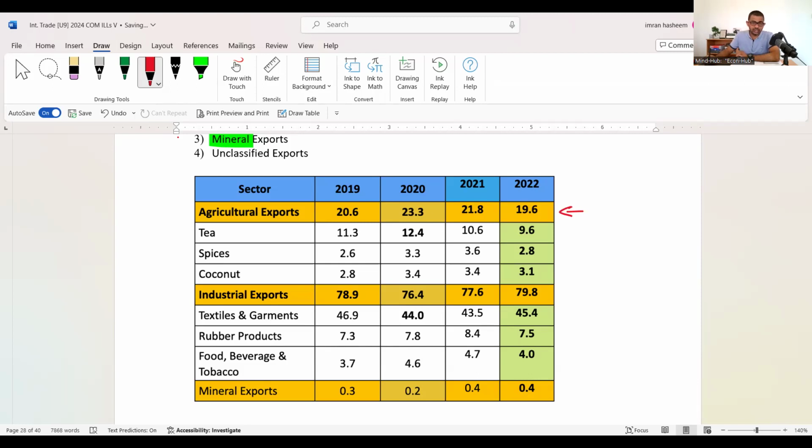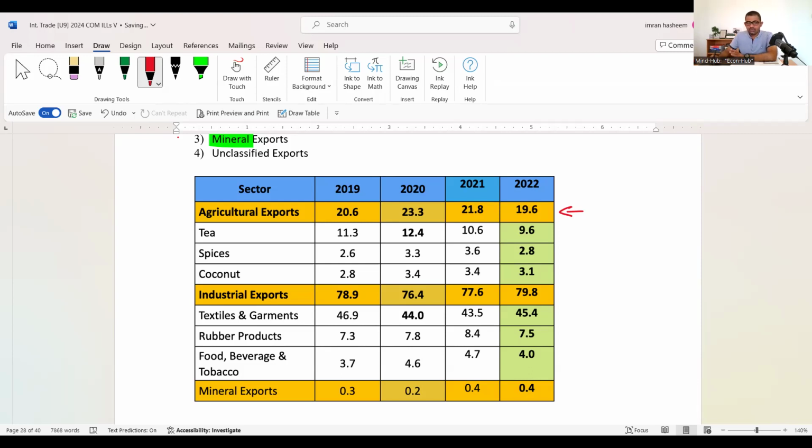You can see our agricultural exports show that in 2019 it was 20.6, then in 2020 20.3, 21.8, then 19.6.